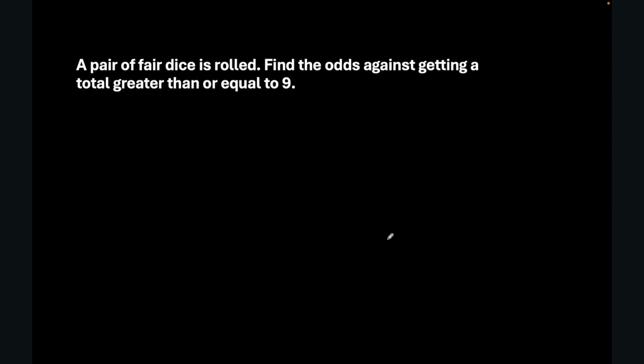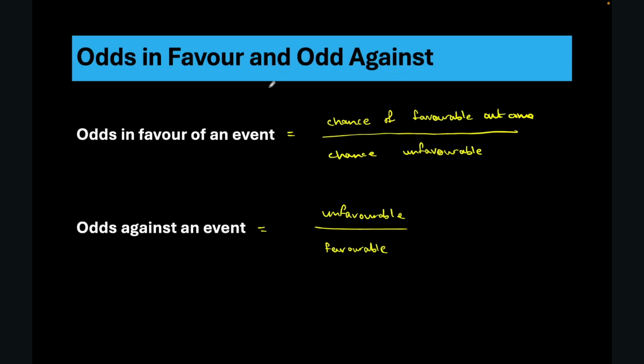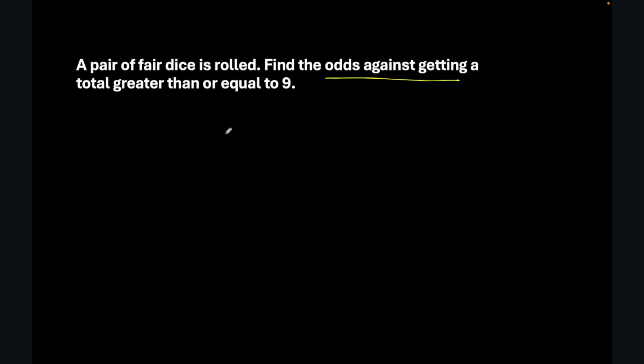Okay, so now let's look at this question. A pair of fair dice is rolled. Find the odds against getting a total greater than or equal to 9. Now, I just explained what odds in favor and odds against are. I want you to pause this video and give this question a try. Odds against means unfavorable by favorable. It's just a ratio, and yes, it can be greater than 1. It's not a fraction or anything. You can just treat it as a normal ratio.